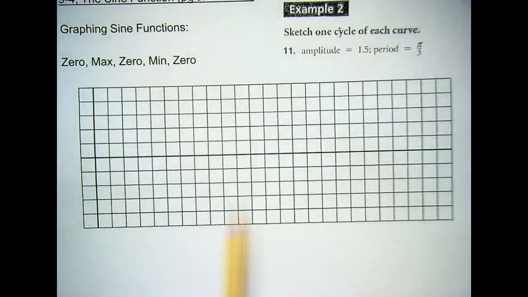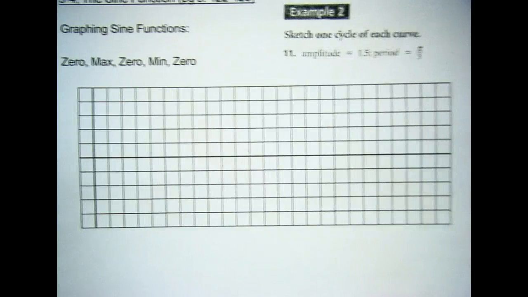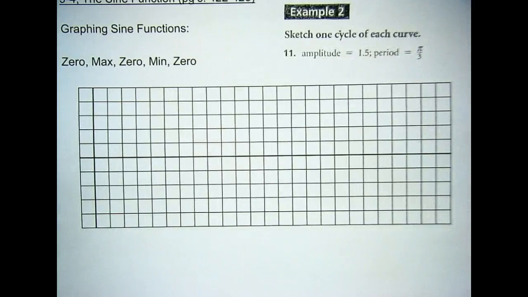Number 11. It's off the example side. Which one did we just do off the example? 7. Number 11. I want you to sketch it on your paper. What you think it'll look like. Yeah, graphs don't look like numbers.